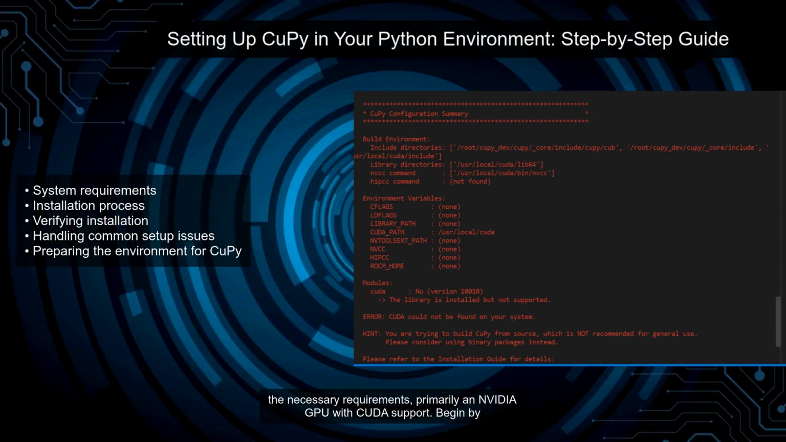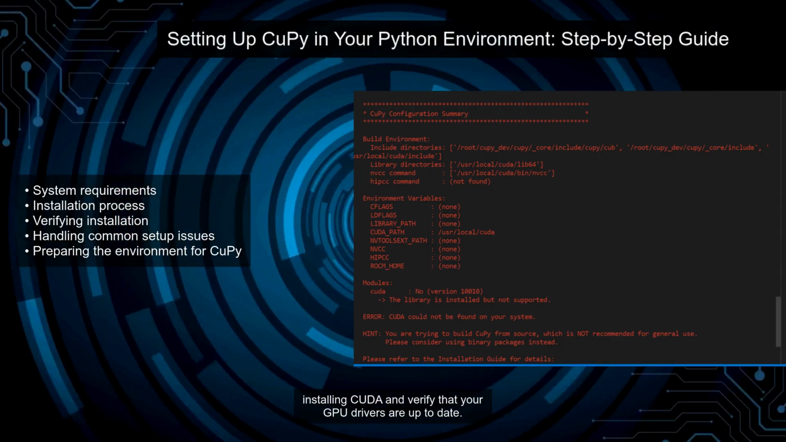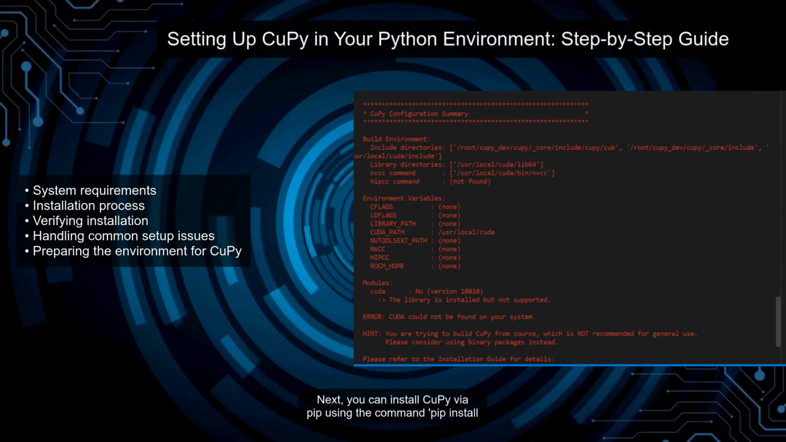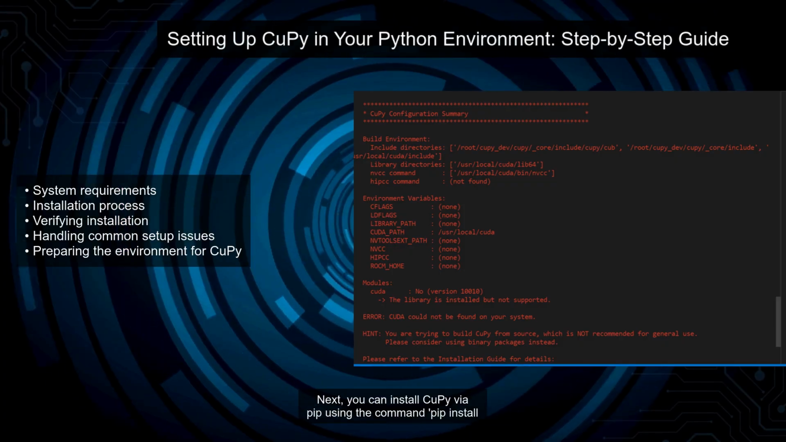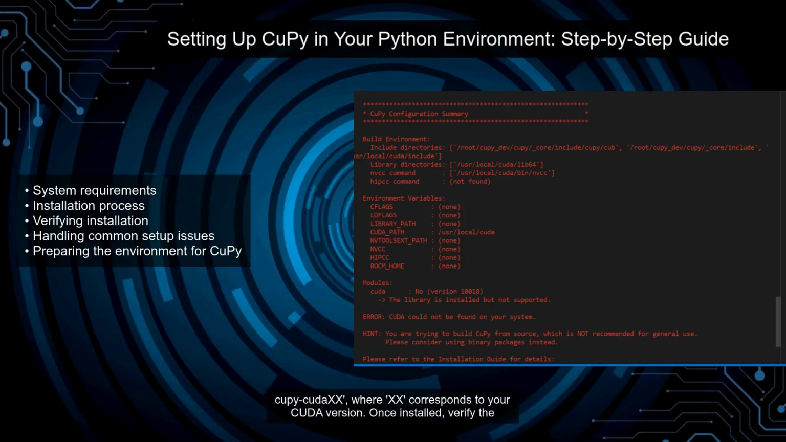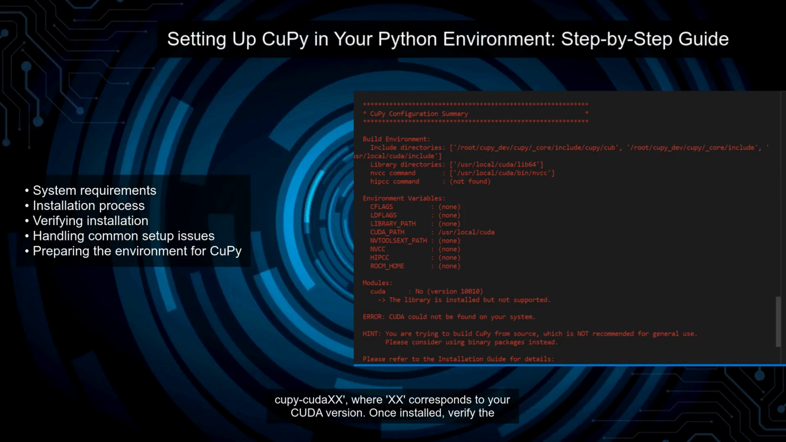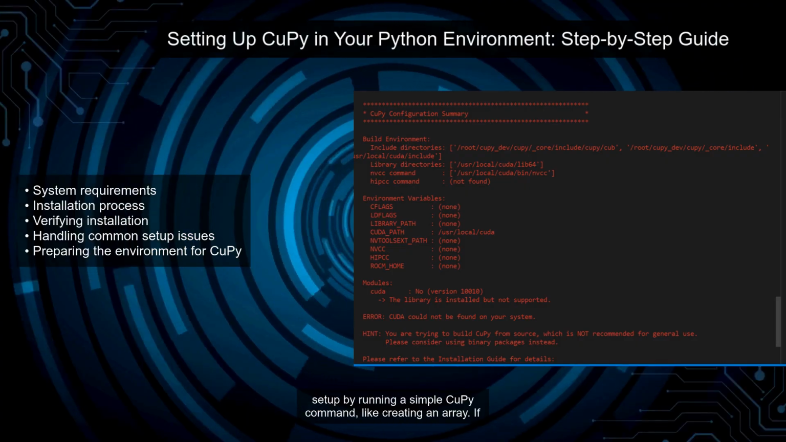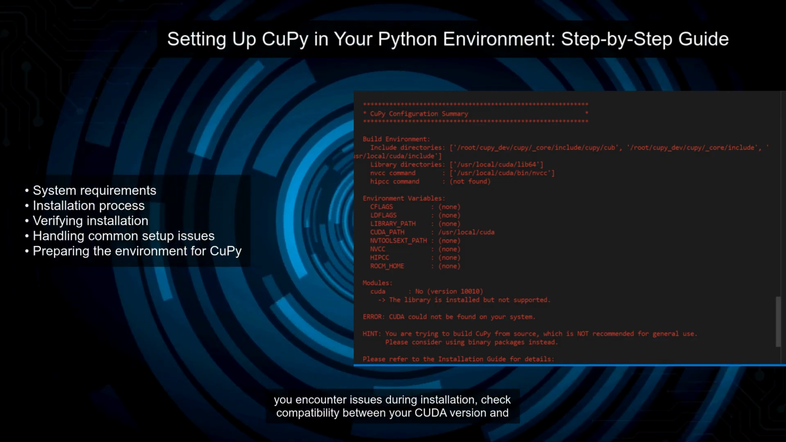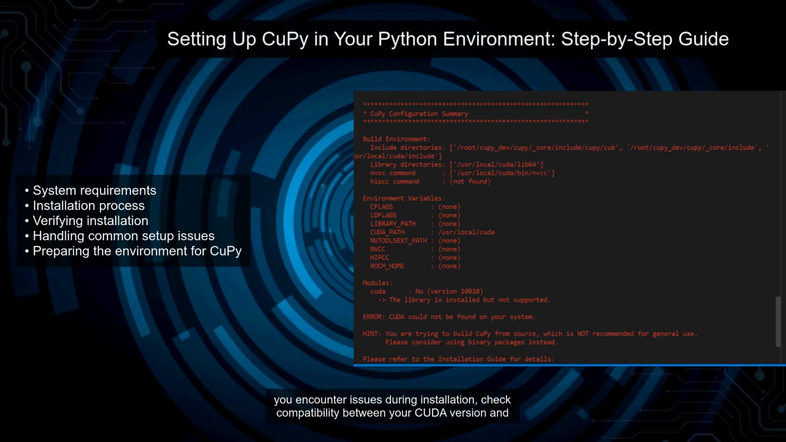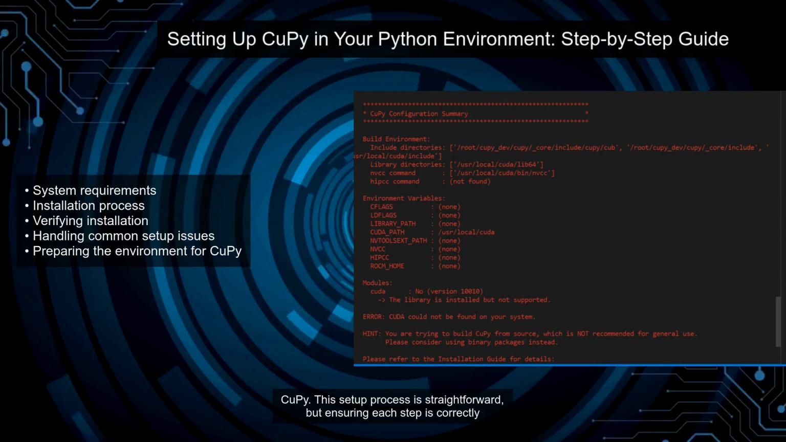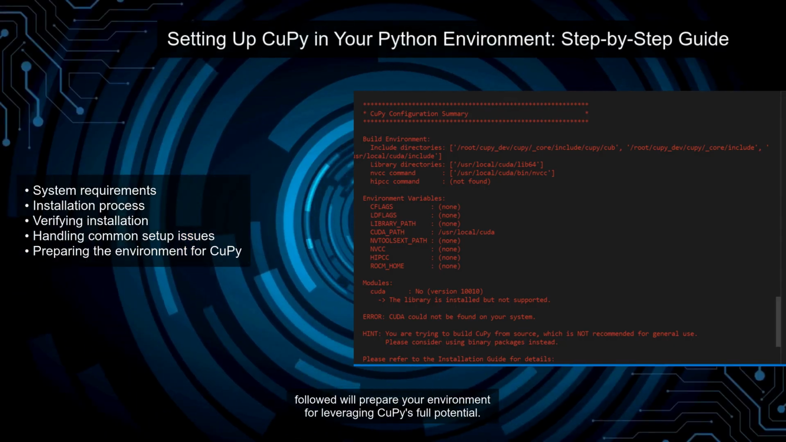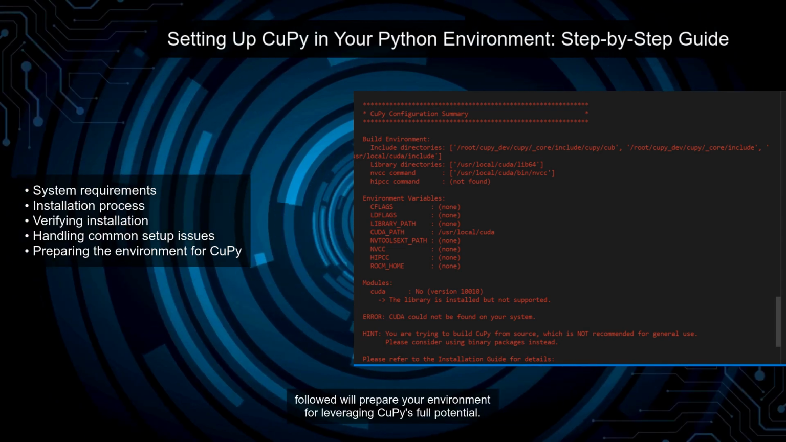To start using CuPy, you'll first need to ensure your system meets the necessary requirements, primarily an NVIDIA GPU with CUDA support. Begin by installing CUDA and verify that your GPU drivers are up to date. Next, you can install CuPy via pip using the command pip install cupy, followed by the suffix corresponding to your CUDA version. Once installed, verify the setup by running a simple CuPy command, like creating an array. If you encounter issues during installation, check compatibility between your CUDA version and CuPy.